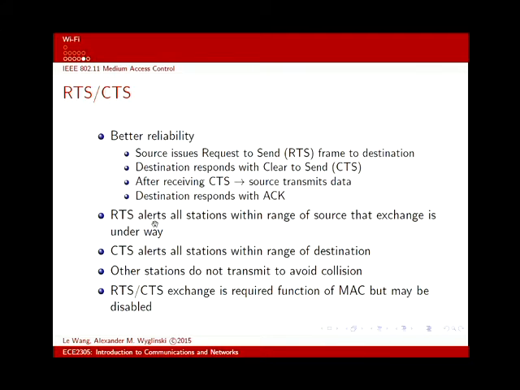The RTS is when you alert all stations within range of the source that the exchange is underway. This is your way of saying, I'm ready to send. Once you see that the channel's clear, that's your cue saying, okay, I'm going to send if no one else is sending. Then the CTS alerts all stations also within range. All this dialogue is happening in open air, so everyone hears the RTS and CTS, because they need to know that this medium is about to be accessed for wireless data transmission. Then these stations don't transmit, to avoid any nasty collisions.